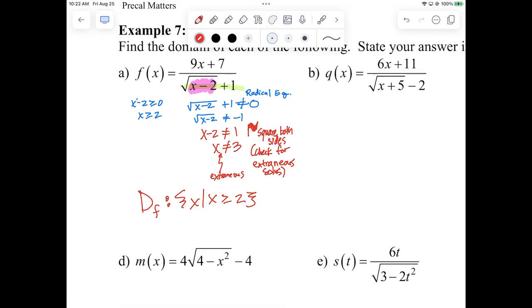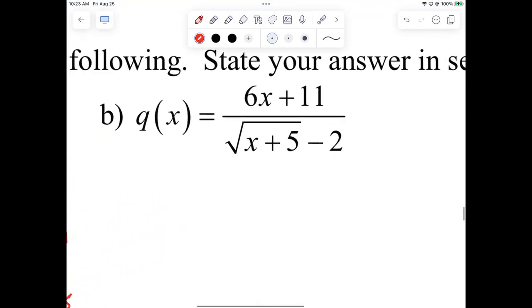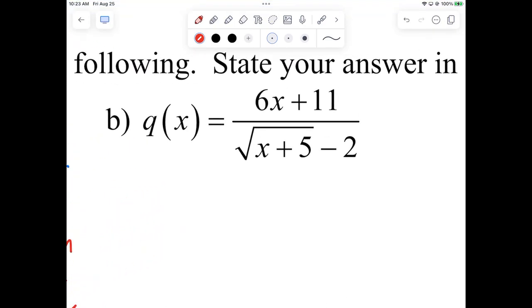Okay, cool. Y'all got the idea? Letter B then belongs to you. Very similar. You do B on your own. Use letter A as an example. Q of X is equal to that. Go.